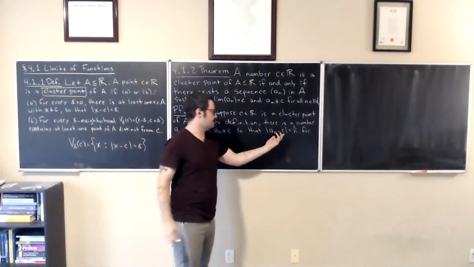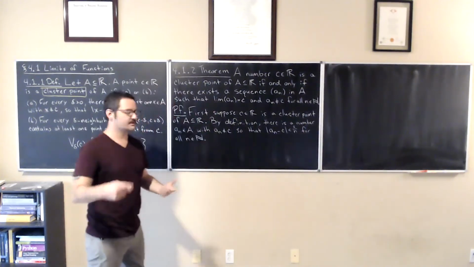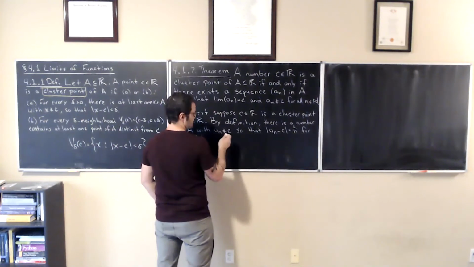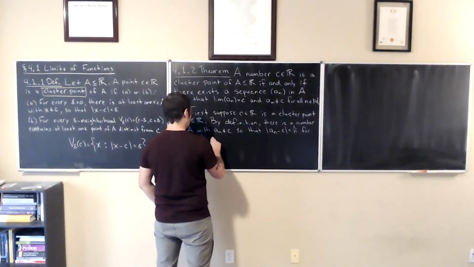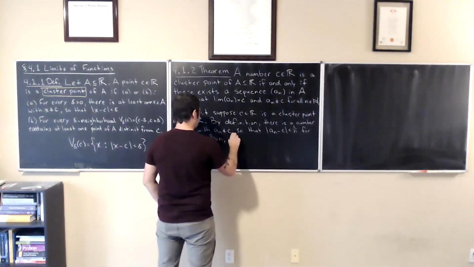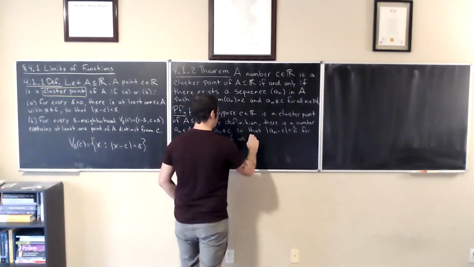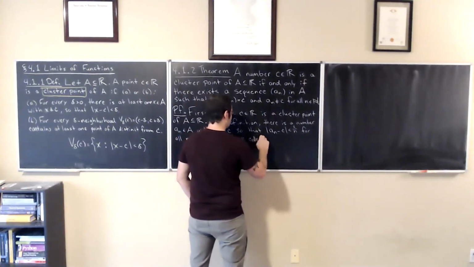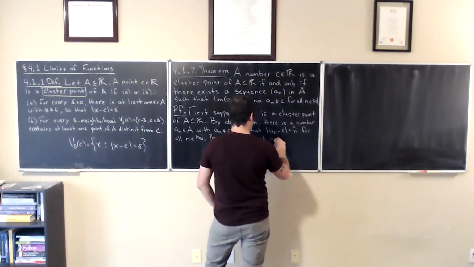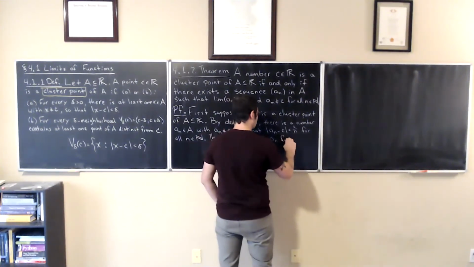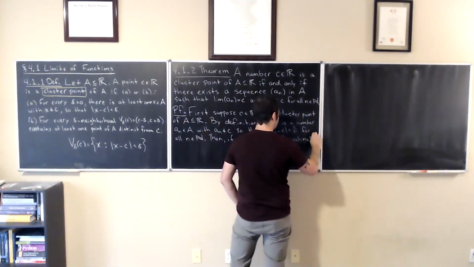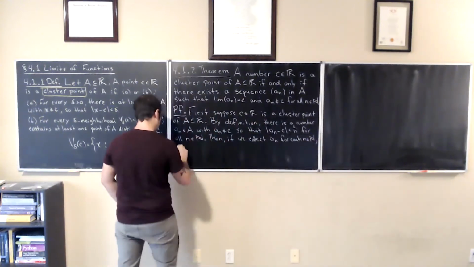So look what we've done. We can collect each of those terms in a sequence. So how can I word this? Then if we collect a sub n for each natural number n, we form a sequence.